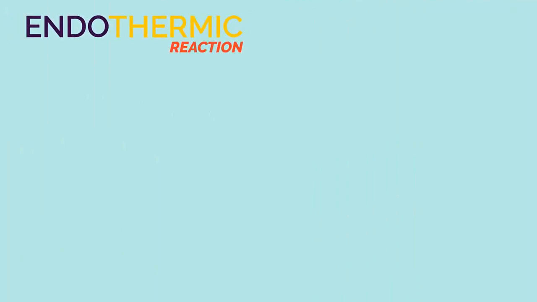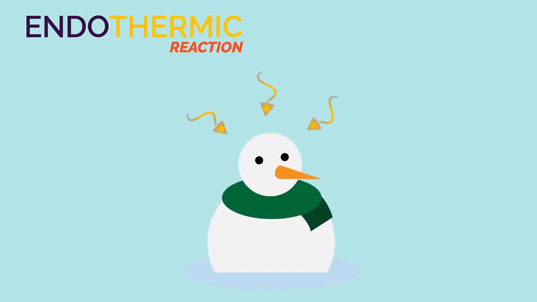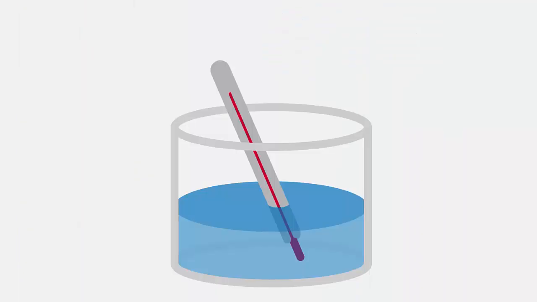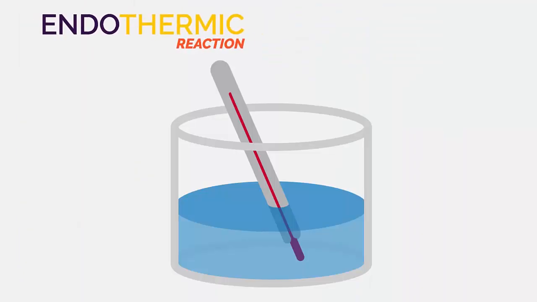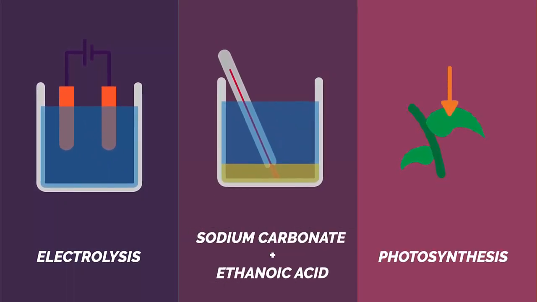Now let's have a look at endothermic reactions. These are less common. Remember that endothermic reactions take in energy from the surroundings. Again, as with exothermic reactions, the energy being transferred is usually heat. So in endothermic reactions, the surroundings usually get colder. Again, we can detect endothermic reactions with a thermometer because the temperature would get colder. Some examples of endothermic reactions are electrolysis, the reaction between sodium carbonate and ethanoic acid, and photosynthesis.